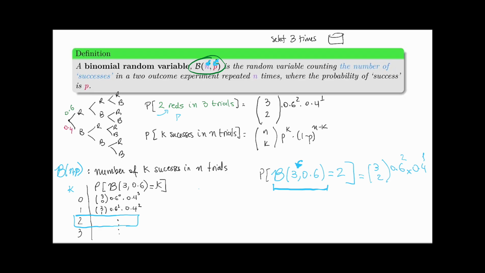Here's the number of trials. It gives you the information of the number of trials, and it gives you the probability of the success. And when you ask what's the probability that this equals 2, then actually you're asking what's the probability of 2 successes. So this is the K here. It's the probability of 2 successes in n trials.